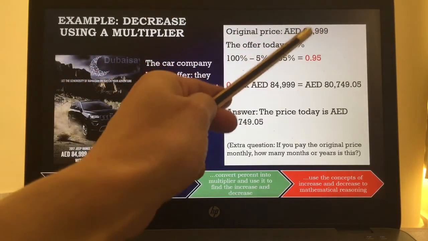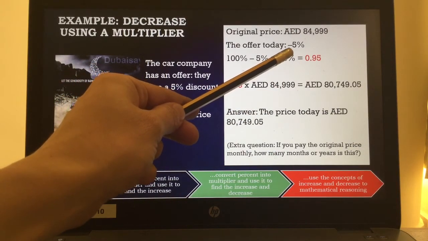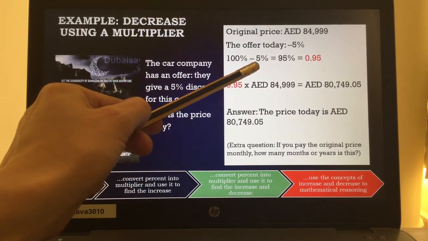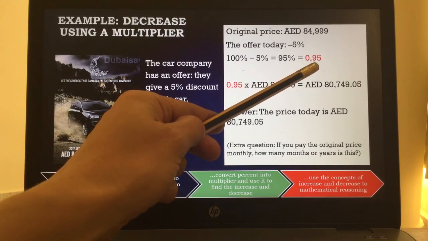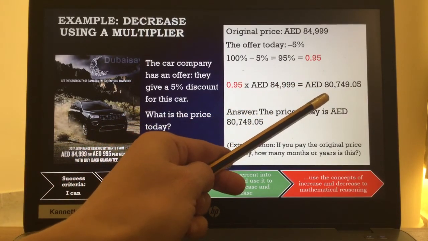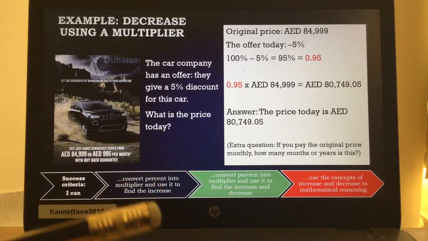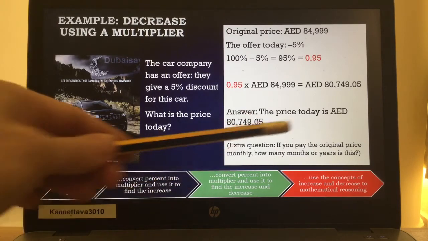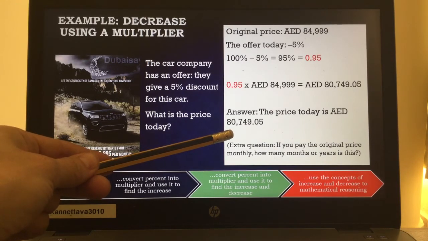Original price is 84,999 dirhams, and the offer is 5%. Note the minus sign there. So our multiplier will be 0.95. And we make this multiplication and we get 80,749.05 dirhams, and that will be the reduced price, that is the discounted price. I guess it's a good offer.